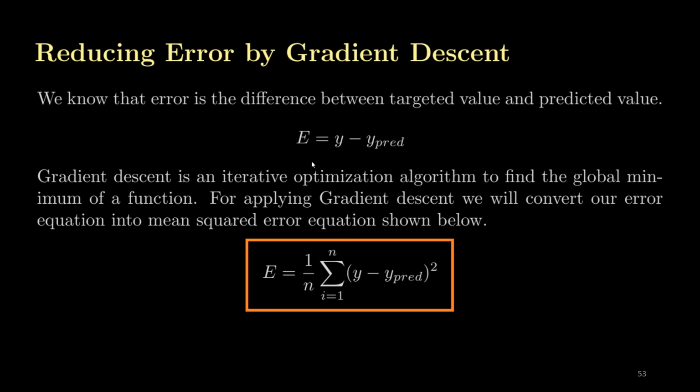So we have transformed the error into mean square error, and then we will apply gradient descent in an iterative way. Basically, when we implement this in Python, we will use a for loop. In that for loop, we will run it again and again, and with every iteration, the error will be reduced and the weights and biases will be updated towards the optimal value. So this is the iterative optimization algorithm.